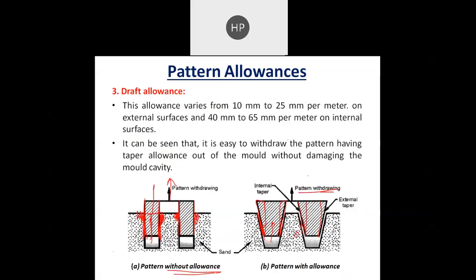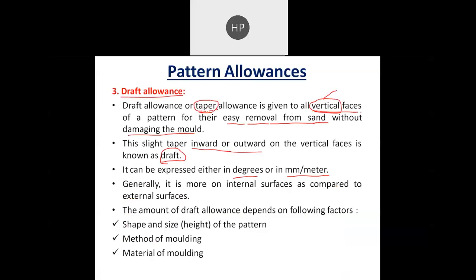Per meter means what is your total length in meter. What is the length of your pattern's vertical face in meter? We are talking only about the vertical length in meter, and based on that, what amount of taper we are providing. So this will be in mm per meter, and generally it is more on the internal surface as compared to the external surface.